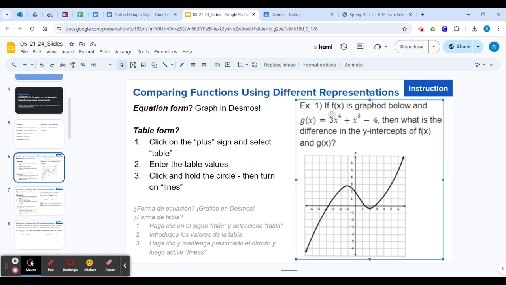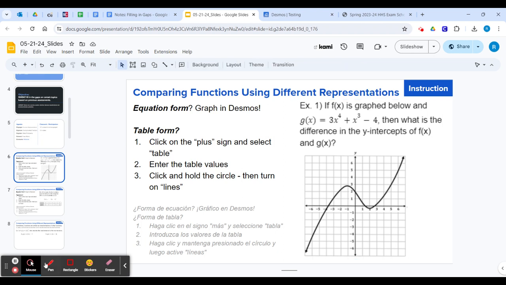In example 1, if f of x is graphed below and g of x is this equation, what is the difference in the y-intercepts of f and g? It's really easy to see the y-intercept of f because it's shown on our graph. Our y-intercept is 2. But it's maybe not as clear cut with g. You might be able to tell from the equation that it should be -4, but let's confirm this with our graph.